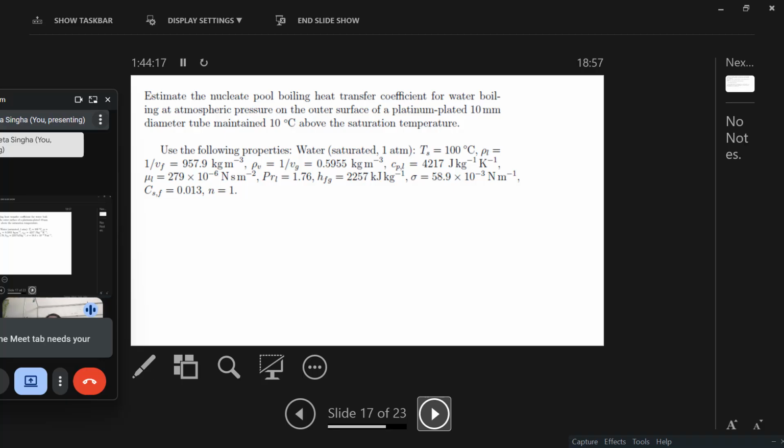Estimate the nucleate pool boiling heat transfer coefficient for water boiling at atmospheric pressure on the outer surface of a platinum plated 10 millimeter diameter tube maintained 10 degrees Celsius above the saturation temperature. So now comes the phase change problem. There is boiling, nucleate pool boiling. So for this, we use the Rohsenow equation.